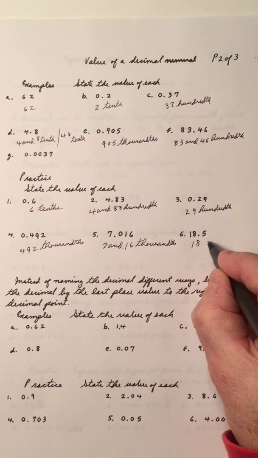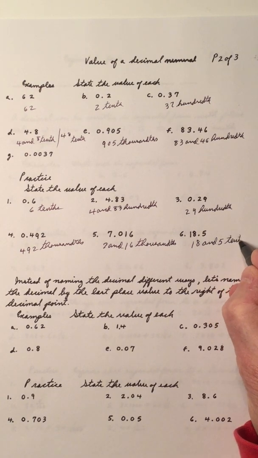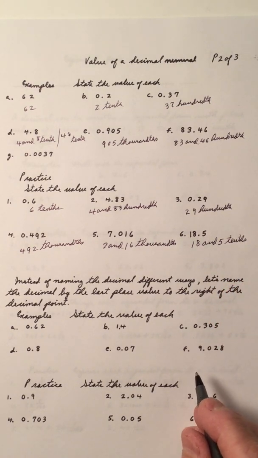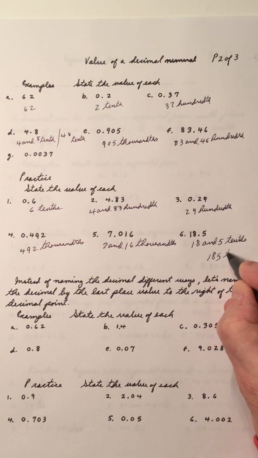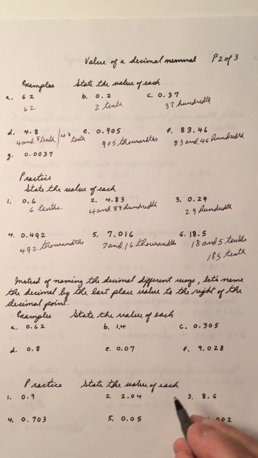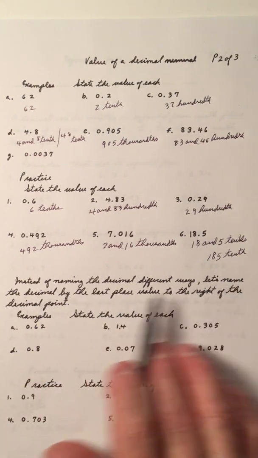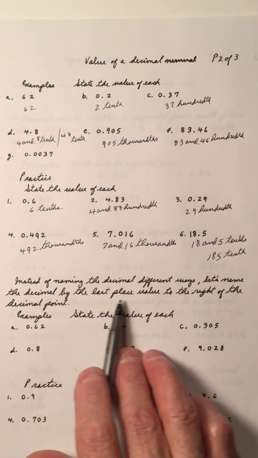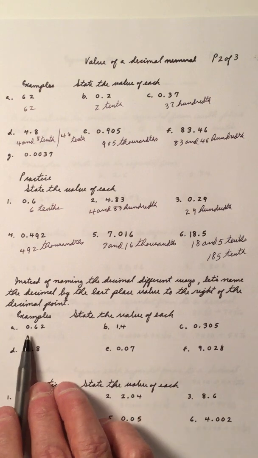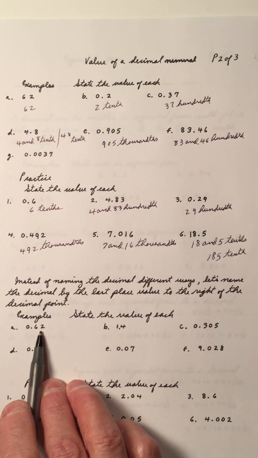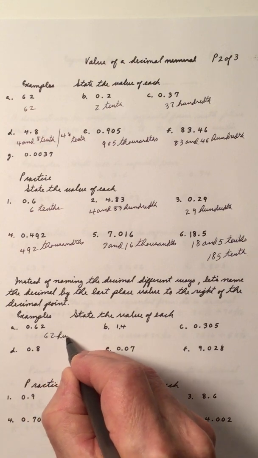And this is 18 and 5/10. Or you could call it 185/10. Instead of naming a decimal different ways, let's name the decimal by the last place value to the right of the decimal point. So the last place value to the right of the decimal point is a 2. 2 is in the hundredths. So this is 62 hundredths.